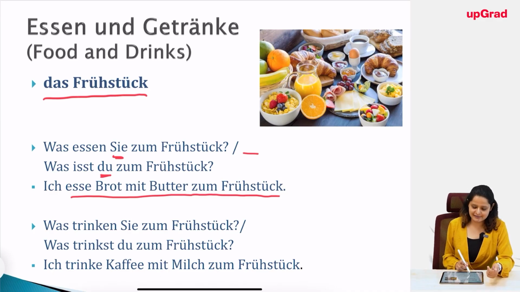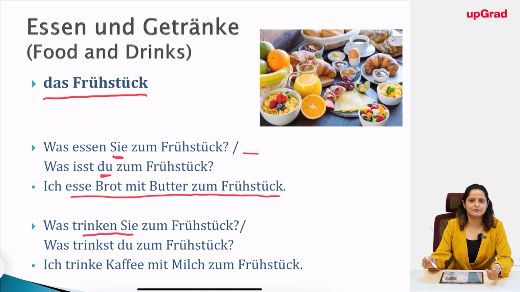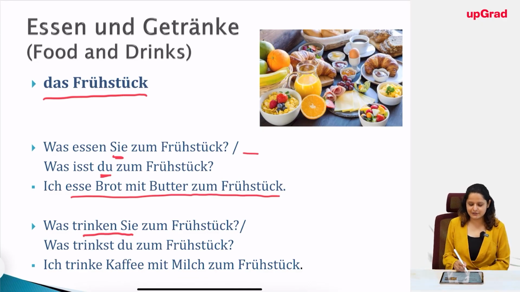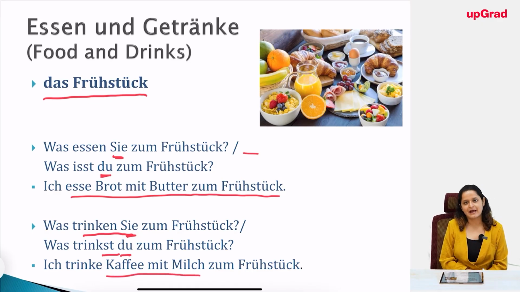The next question is Was trinken Sie zum Frühstück? The question is asking what do you drink for breakfast? Again with the Sie, it is a formal question. The same question can be formed informally with the correct conjugation of trinken, which is trinkst, and adding the du. So the question is, Was trinkst du zum Frühstück? The answer to that is, Ich trinke Kaffee mit Milch zum Frühstück. Kaffee mit Milch is coffee with milk. So what you are saying here is you drink coffee with milk for breakfast.